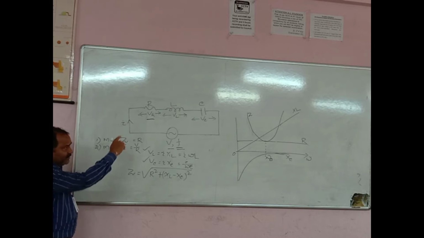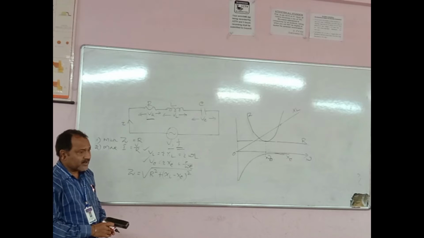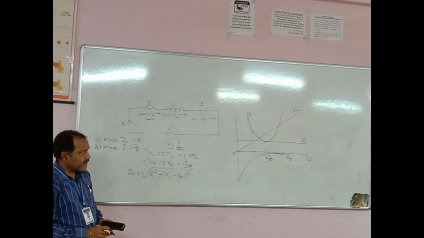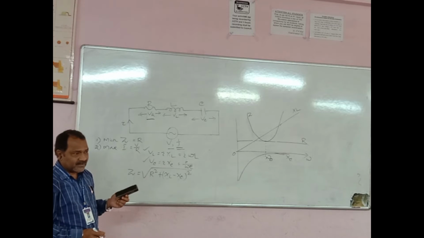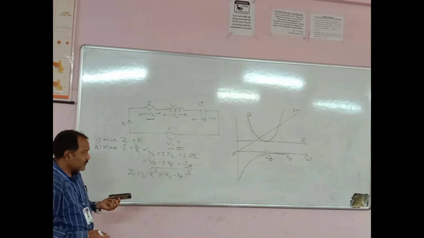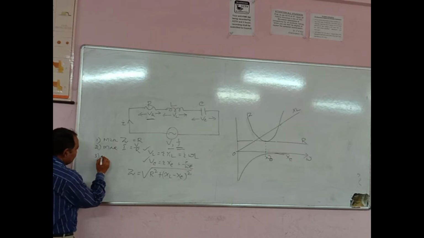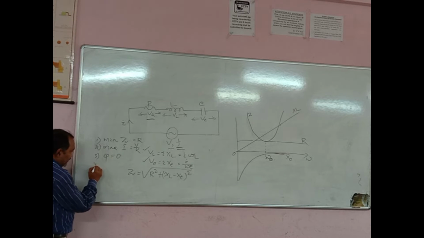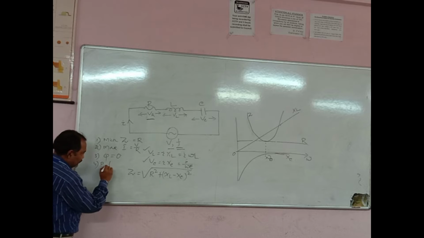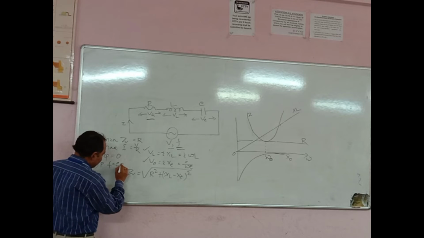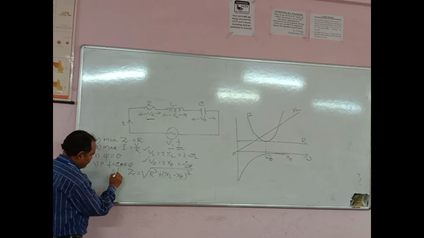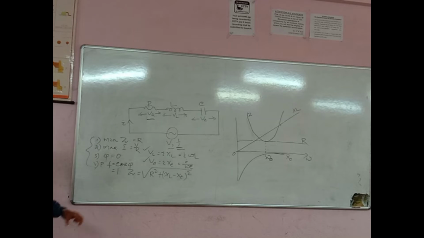Then if the net reactive component of the voltage becomes 0, the voltage and current will always be in the same phase in case of resonance. If voltage and current are in the same phase, then the phase difference between them becomes 0. So that is the third point, phi is equal to 0. And the next point, if phi is equal to 0, power factor is equal to cos phi, and that is equal to 1. So these are the conditions under which series resonance will occur.